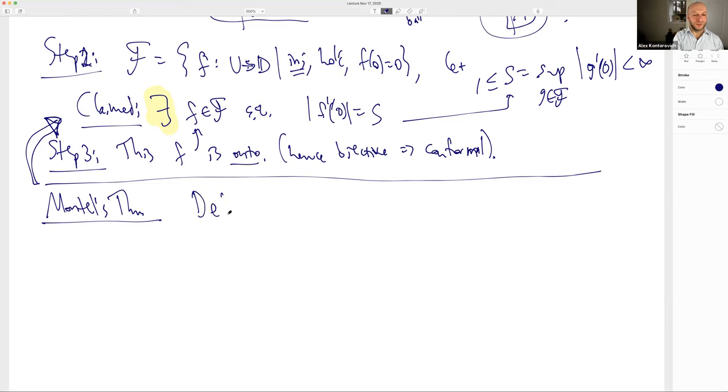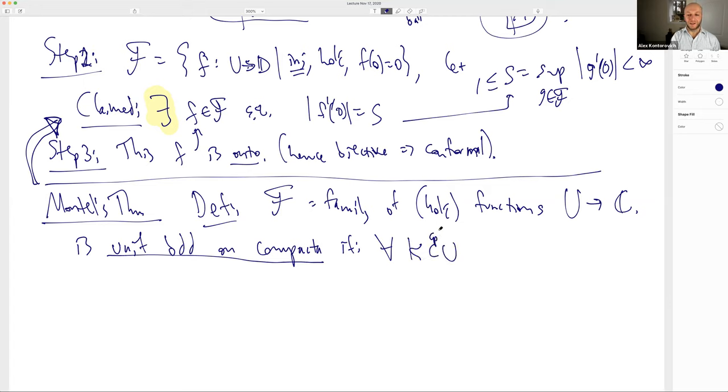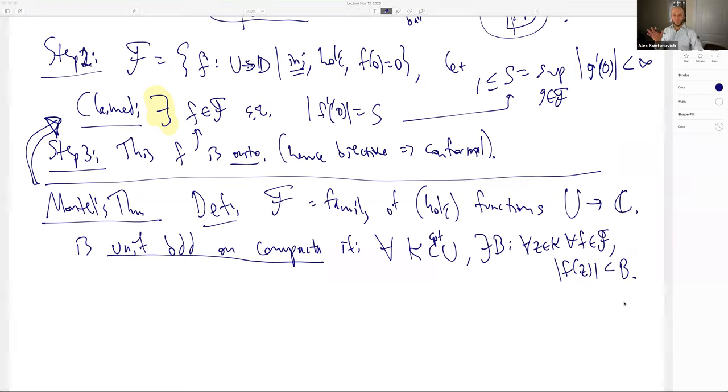So let's give a couple of definitions first. This is a family of functions. For us, they'll be holomorphic, but these definitions are more general. This is just a family of functions on some domain, with some range, is uniformly bounded on compacta if for every compact subset of U, there exists a bound so that for every point in that compact subset and for every function in the family, f of z is bounded. Okay, uniformly bounded on compacta.